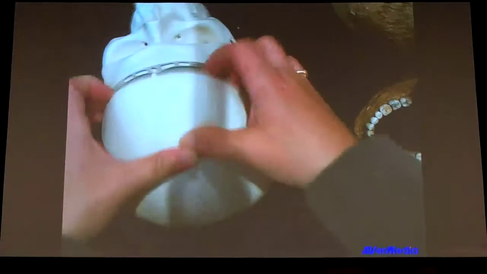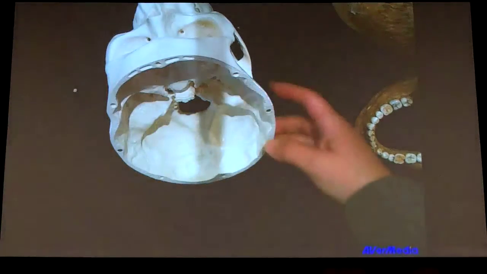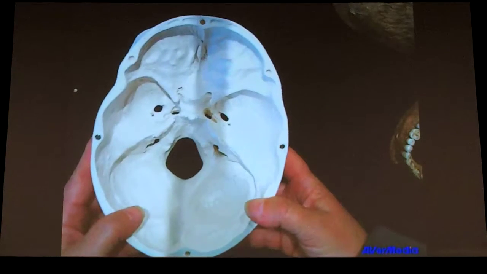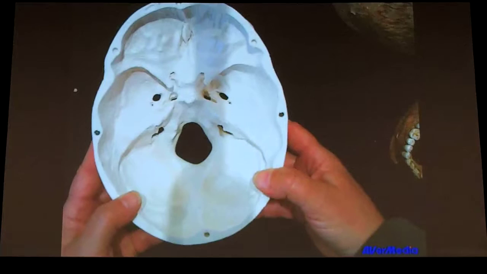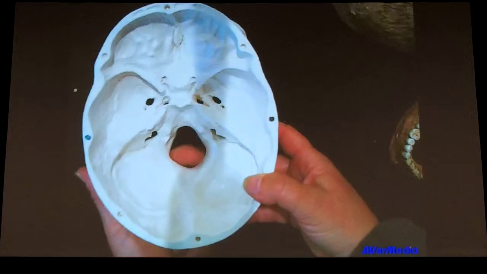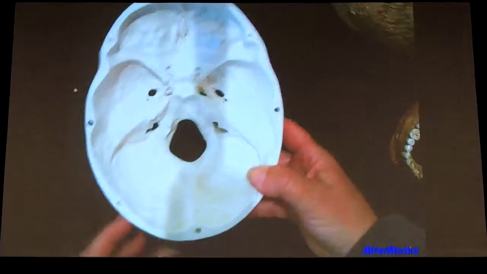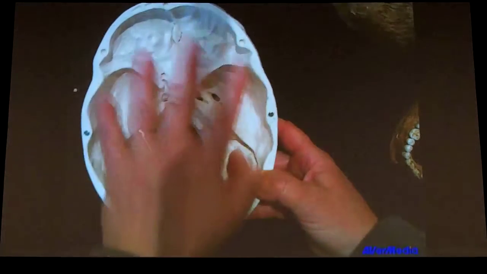Let's talk about nerves a little bit more by opening up the skull and showing you what's inside. Okay, so inside, let's see if we can get this oriented right. There we go. We're looking inside the skull, and what you notice is there's a big hole over here. This hole over here is for the spinal cord to go out. The rest of the inside of this is simply where the brain sits.